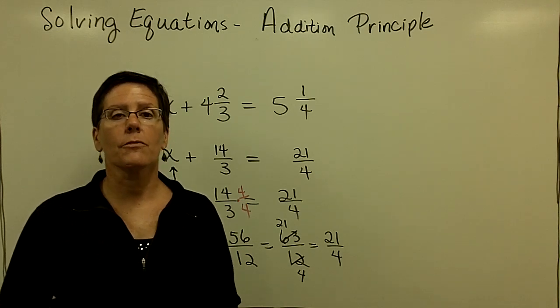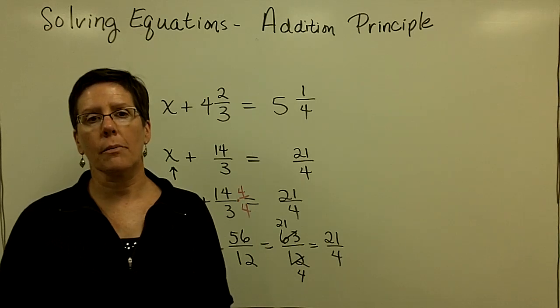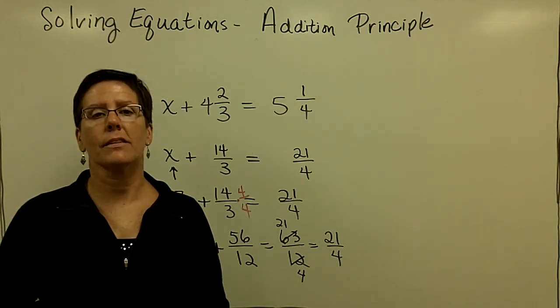This is our first property for solving equations. It's called the addition property. We can either add or subtract something from both sides of an equation to isolate the variable x.